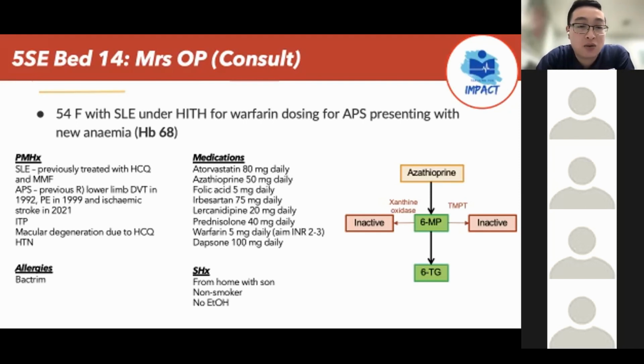Yes, retinopathy, great. It's called chloroquine retinopathy. So just remember, hydroxychloroquine is bad for the eyes. And, as you would expect, this patient developed macular degeneration as a result of hydroxychloroquine use. And so hydroxychloroquine was stopped, and then mycophenolate mofetil was initiated, and then she didn't tolerate that. And so, she was started more recently on azathioprine.